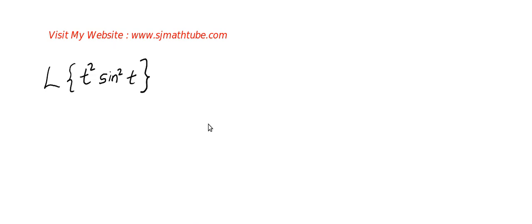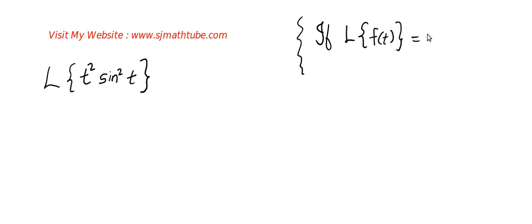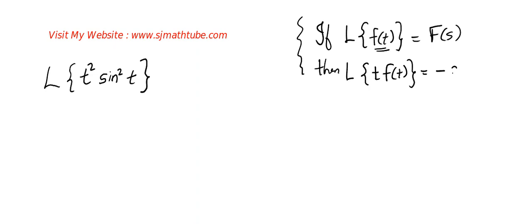Okay, so you want to find the Laplace transform of t square into sine square t. Before we start, I'll give you a property. If Laplace of f of t is equal to F of s, that means if you know the Laplace transform of a function and you know the answer for Laplace will be in terms of s, then the Laplace of t into f of t will be negative derivative of the above answer.